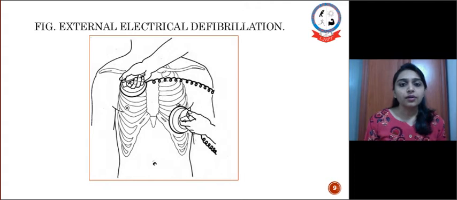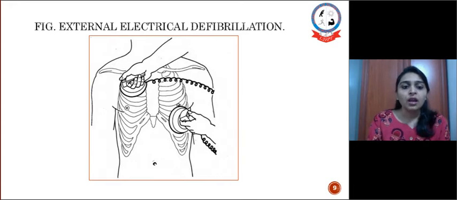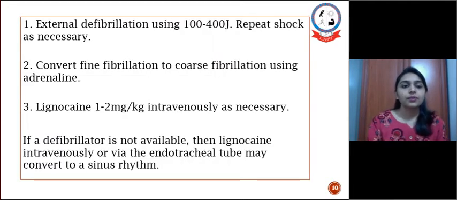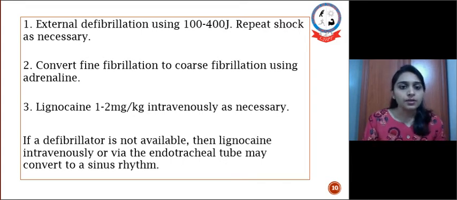Here is a figure which is showing the placement of electrodes of a DC defibrillator. Next, let's summarize the use of defibrillator again with the drugs. First, we need to externally give defibrillation using whatever the range, 100 to 400 joules is the range, and repeat the shock if necessary.